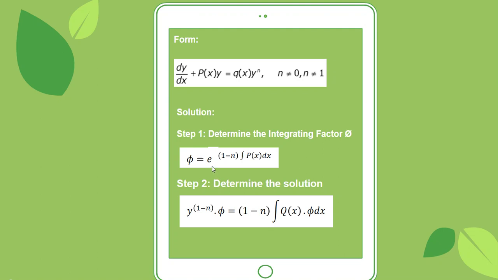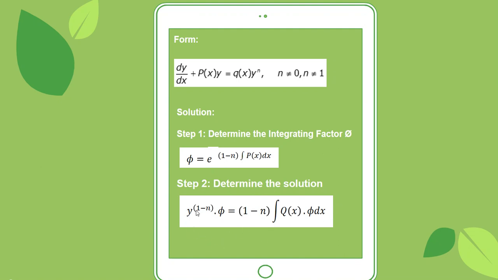First step is you determine the integrating factor, and that is e raised to the quantity 1 minus n times the integral of p of x dx. The difference of this phi integrating factor from that of the linear DE is the quantity 1 minus n here. Without this, you are actually solving for the integrating factor of a linear first order DE. After you have determined the phi, then you just follow this formula.